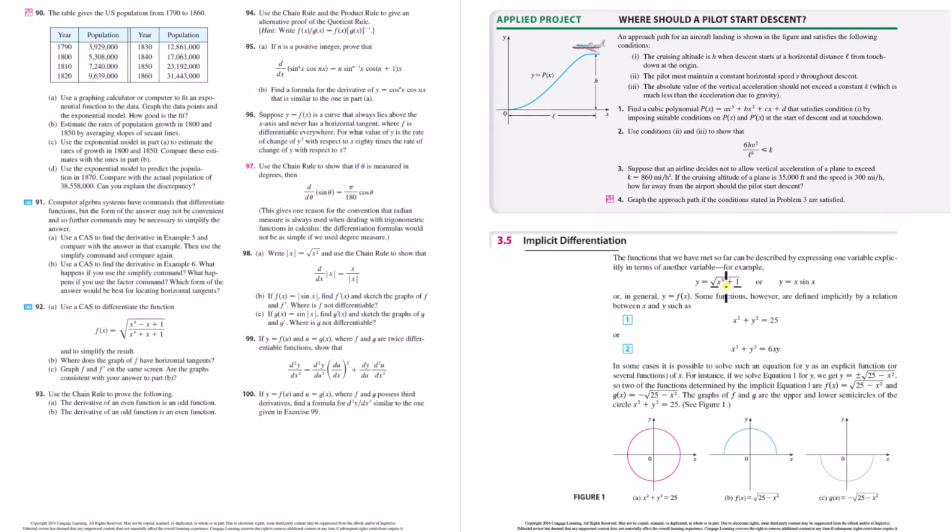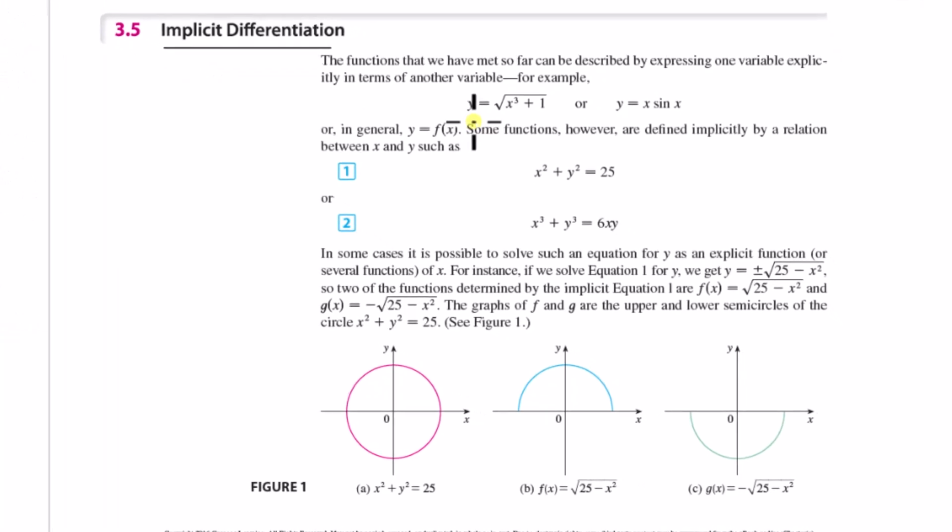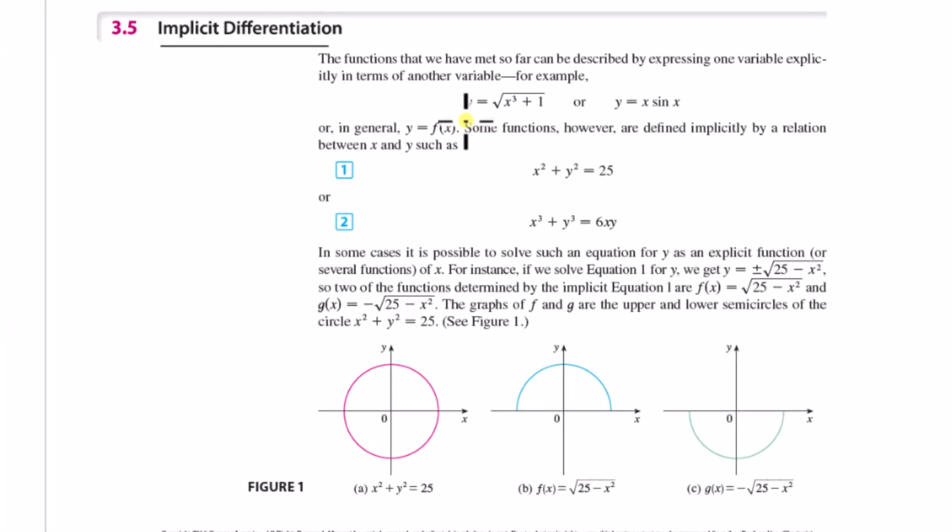All right, so far we've been finding derivatives of functions that are defined by expressing one variable explicitly in terms of the other variable. So y of x, right? You have y on one side and x on the other side. Only x. Y on one side and then only a function of x on the other side. There are functions, however, that are defined implicitly.